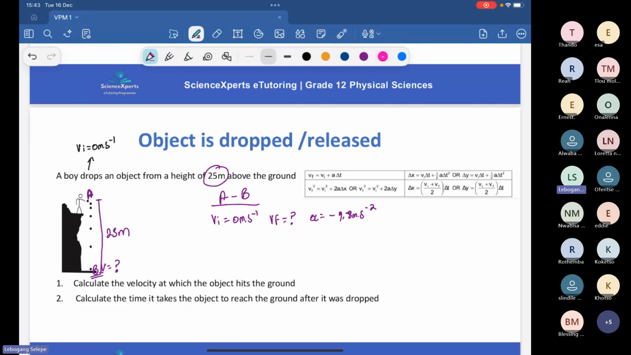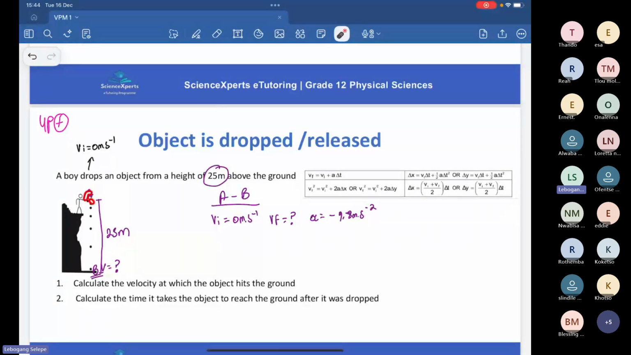But first things first, let's choose a direction. Up is positive, right? Remember, this would be my change in Y, my displacement. The object from A to B, as you can see, was displaced downwards. Remember, displacement is a vector. We need to consider its direction. So from A to B, the object was displaced.